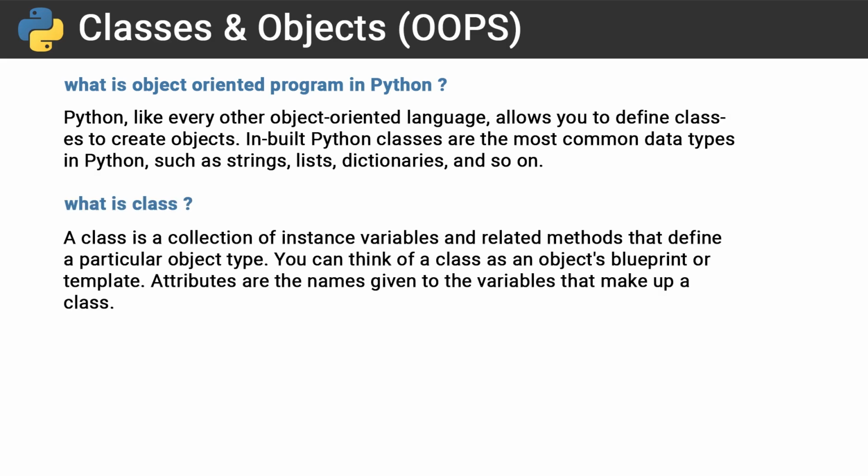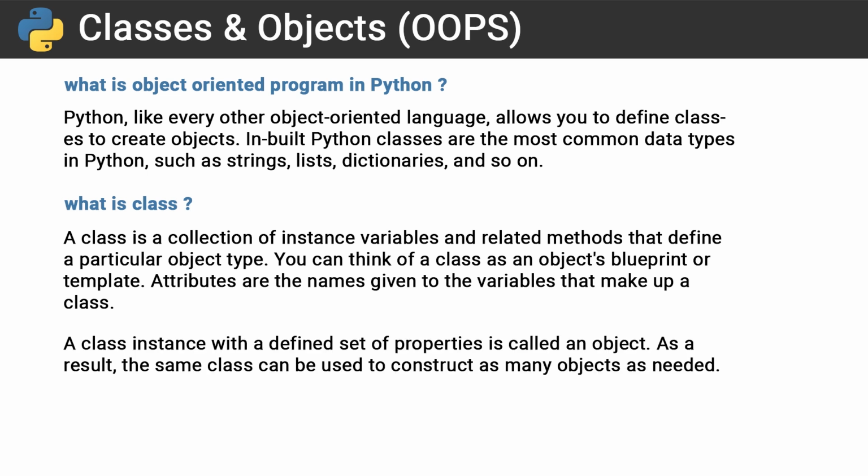Now the question is, what is a class? A class is a collection of instance variables and related methods that define a particular object type. You can think of a class as an object blueprint or a template, and attributes are the names given to the variables that make up a class. And a class instance with a defined set of properties is called an object. As a result, this same class can be used to construct as many objects as needed. Basically, I want to say we can reuse our classes to create multiple objects. It's a blueprint that we can use multiple times.